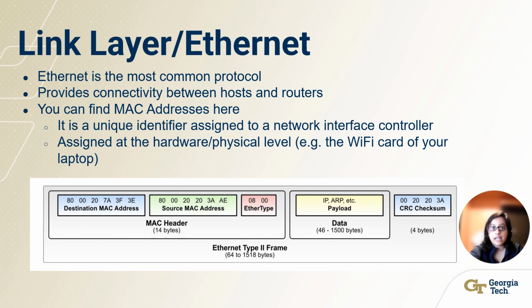The data section carries the actual payload, which could be anything from an IP packet to an ARP request. It ranges in size depending on the data being transmitted. Now, CRC checksum. Ethernet doesn't just send data blindly, it's thorough. The 4 byte CRC, cyclic redundancy checksum, ensures data integrity, helping to detect and correct errors in transit.